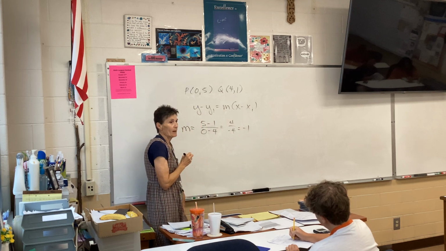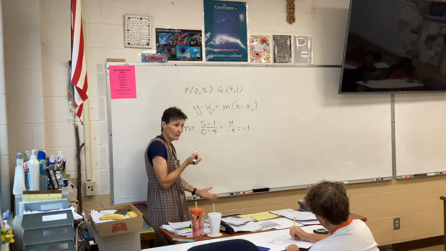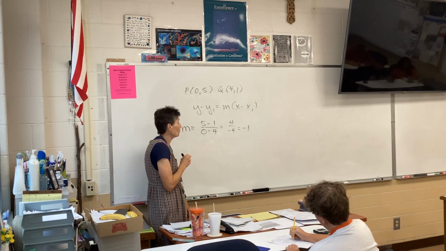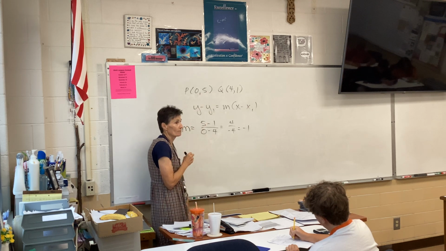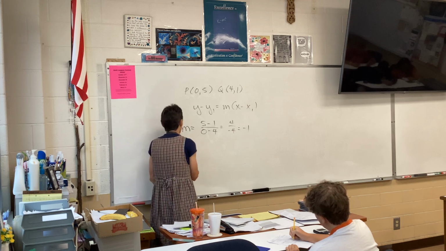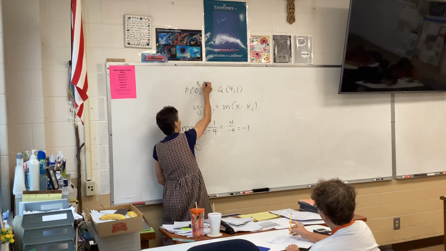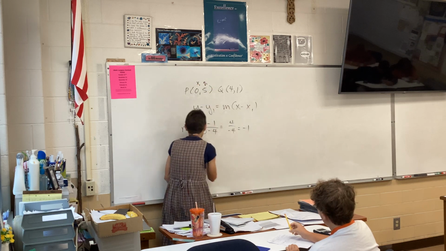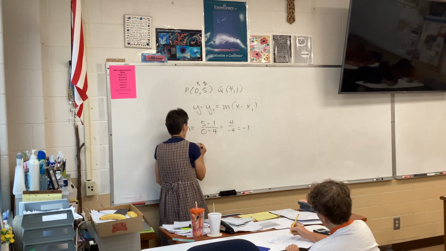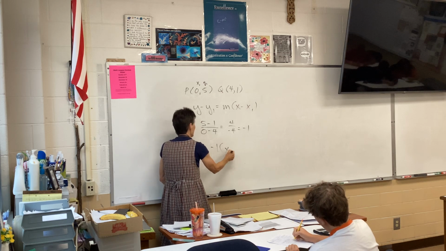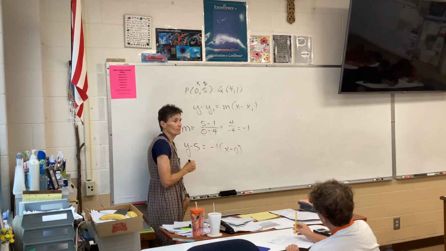Then what did I do? I picked a point. Doesn't matter which one. Pick one. Which one do you want to use, P or Q? P. So y minus 0. This becomes my x1, y1. So it would be y minus 0. Y minus 5 equals -1 times x minus 0.